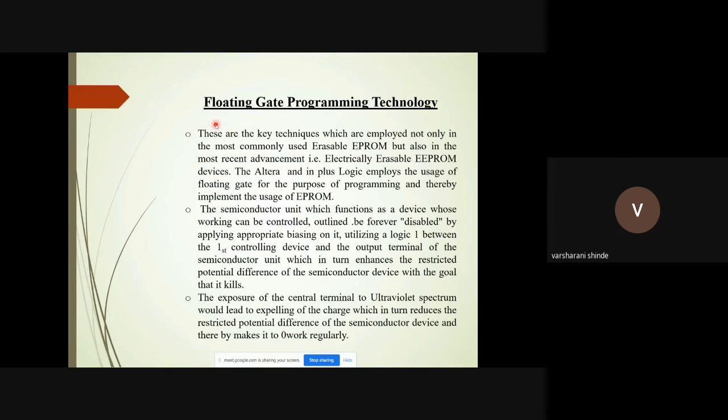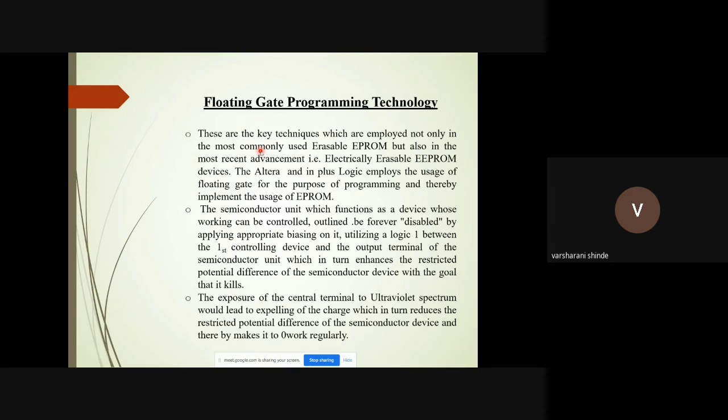The third part is the floating gate programming technology. This is employed in not only the most commonly used erasable EPROM, but also the most recent announcement, the electrically erasable EEPROM device.